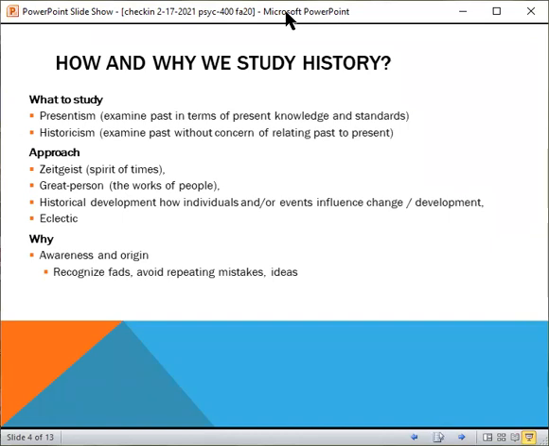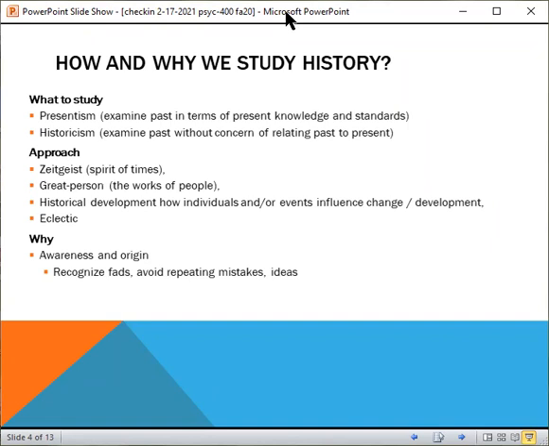One way to study is what we refer to as presentism. What happens there is that we examine the past in terms of our present knowledge and standards. That tends to be somewhat judgmental in a way, because we're using where we are today with our knowledge and our standards and mores to put judgment on people and events and situations in the past. I can understand why we do that, but presentism is one way that we can study history.